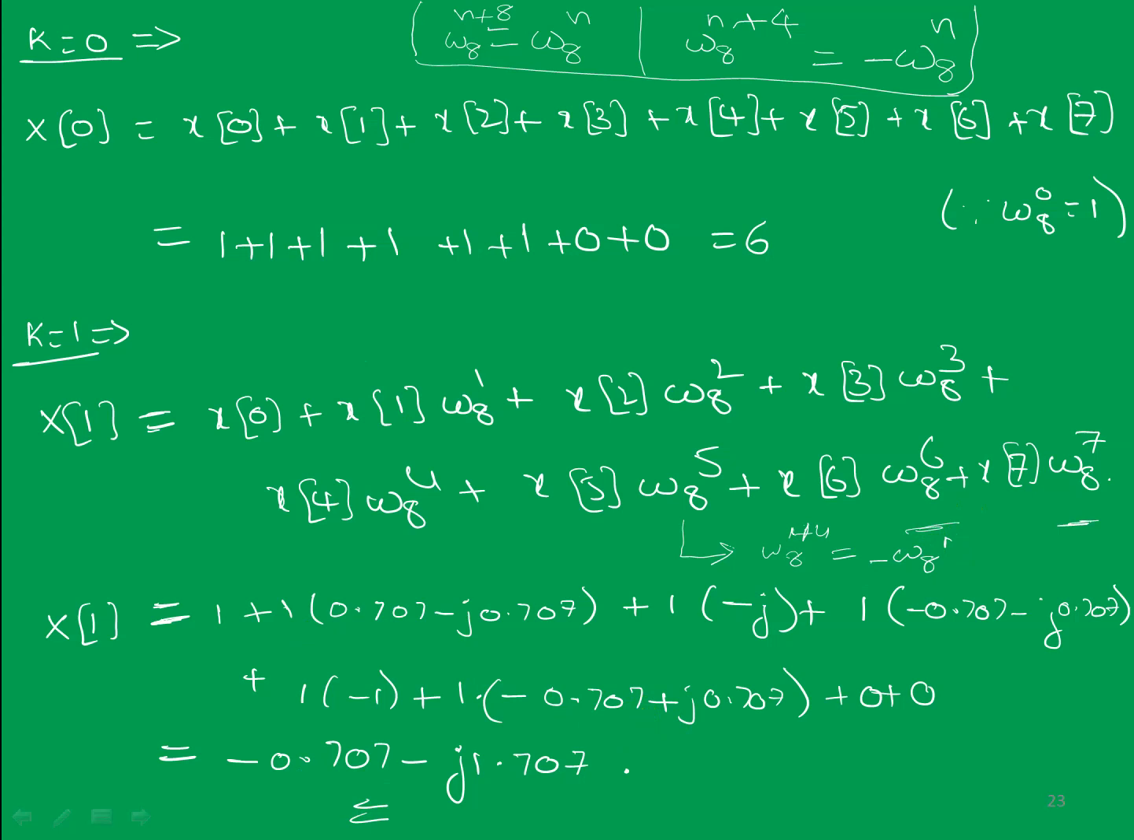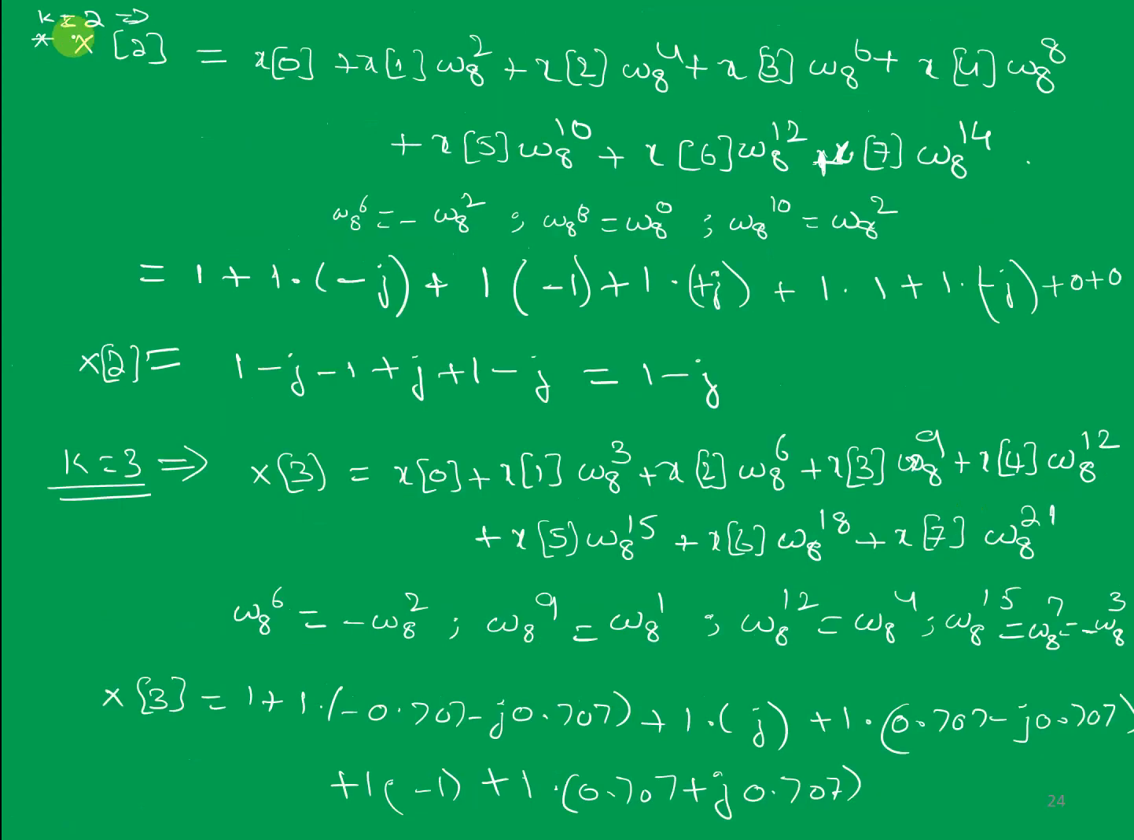Okay, right. So in the same way, take k is equal to 2. X of 2 is equal to x of 0 plus x of 1 W8 power 2, and so on. So here simply take the 2 table, that means 2 into 0 is 0, 2 into 1 is 2, 2 2s are 4, 2 3s are 6, 2 4s are 8, like that. Now here also up to 4 we know the value. So now we can change W8 power 6, W8 power 8, W8 power 10 in terms of W8 power 0, 1, 2, 3, 4, like that.